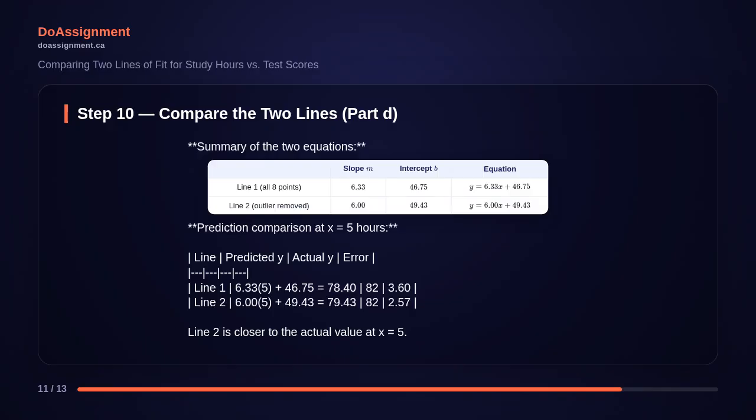Comparing the two lines, line 1 uses all 8 points and gives y equals 6.33x plus 46.75. Line 2 removes the outlier and gives y equals 6.00x plus 49.43. At 5 study hours, line 1 predicts 78.40, line 2 predicts 79.43, and the actual score was 82. Line 2 is closer, with an error of about 2.57 compared to 3.60.